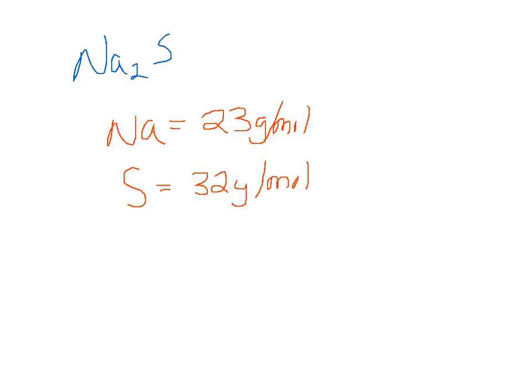Depending on your periodic table, these numbers might be a little bit different, but this is a good approximation. Now, the other thing I have to look for, again, is to see how many of each element I have in this compound. If I look at sodium, I have 2 of them. I still only have 1 sulfur. If there's no number listed here, we assume there's 1.